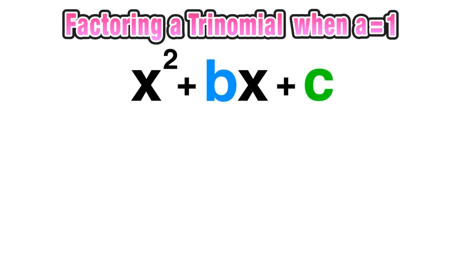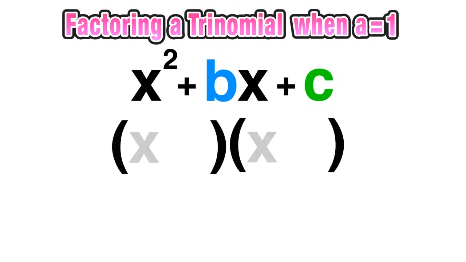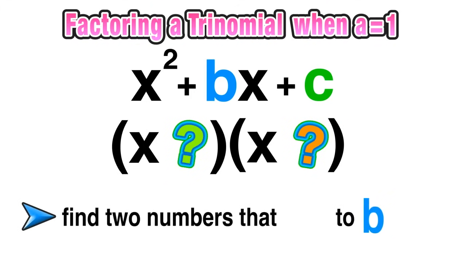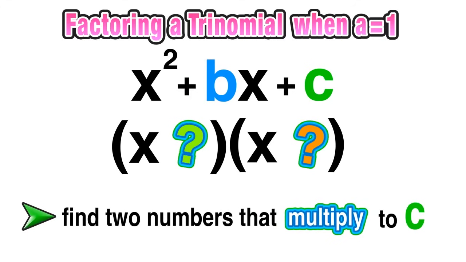Whenever we try to factor a trinomial in this form when a equals 1, we want to find the two binomials that when multiplied together would get the original trinomial back. What we want to find is two numbers that add to b, the middle term, and also multiply to c, the outside term.